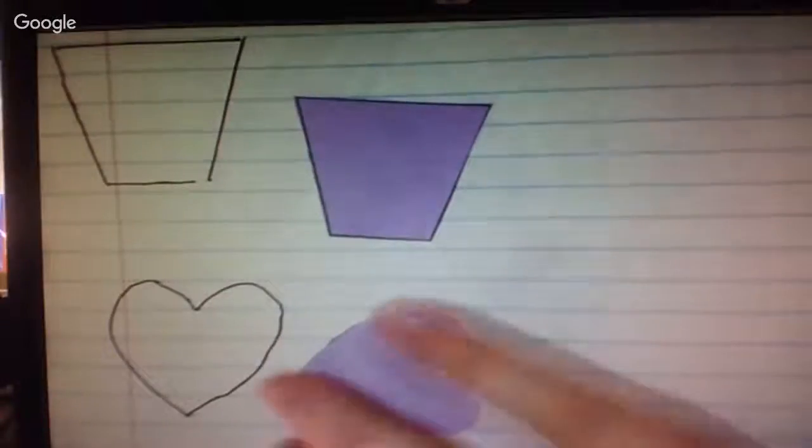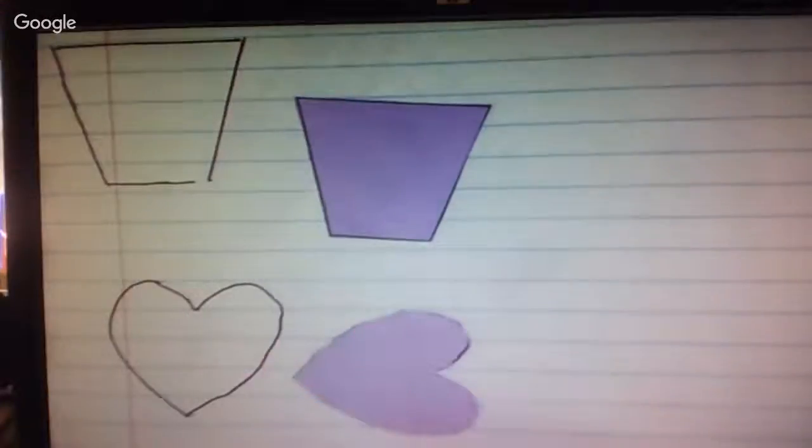Make sure when you do the heart that you turn the heart while we trace it, not worry. No, trace it and then turn it and glue it.